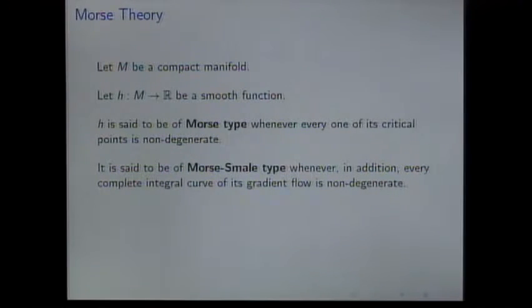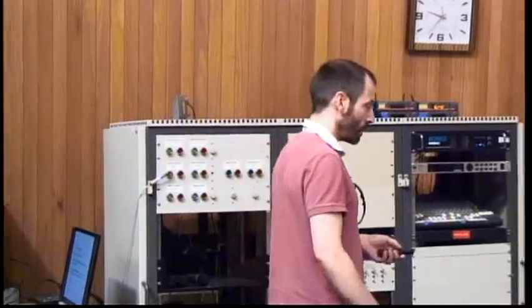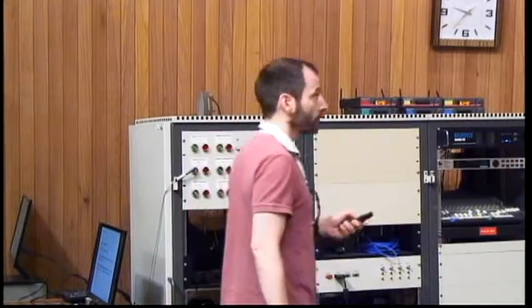What does that mean? Well, you can look at the perturbation operator of a complete integral curve of its gradient flow. It's a finite dimensional parabolic operator, so because the endpoints are non-degenerate, this thing will be Fredholm, and then you can talk about whether it's surjective or not. It's quite easy to find functions of Morse type, they're dense, and it's equally easy to find functions of Morse-Smale type. They're also dense. That's not too difficult to prove.